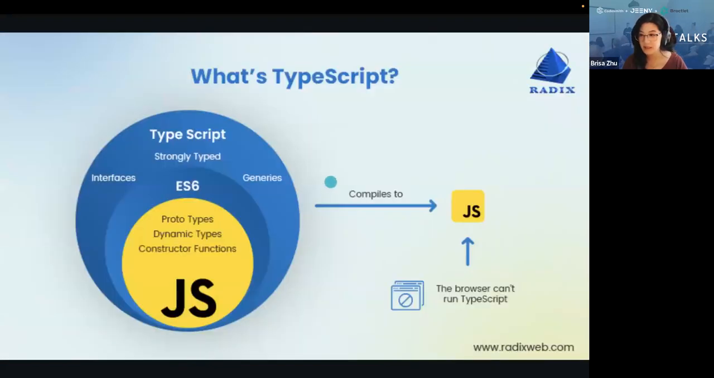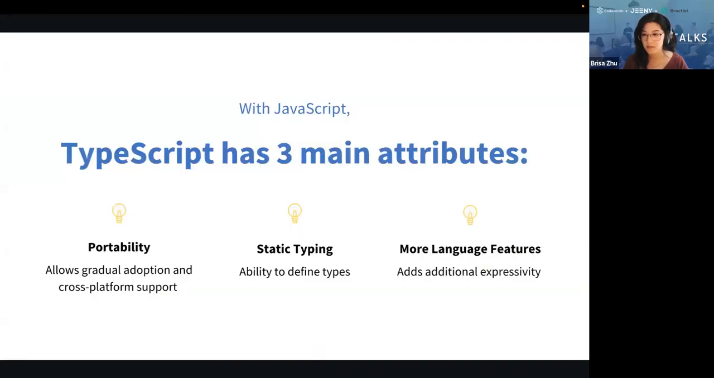And as we can see here, TypeScript is a superset of JavaScript. It adds a couple of things to make JavaScript more capable of creating larger applications that are easier to manage. So it makes sense why TypeScript is becoming more and more popular. Combined with JavaScript, TypeScript is portable, enables static typing, and adds some additional useful language features. We'll talk about these a little bit more in depth.